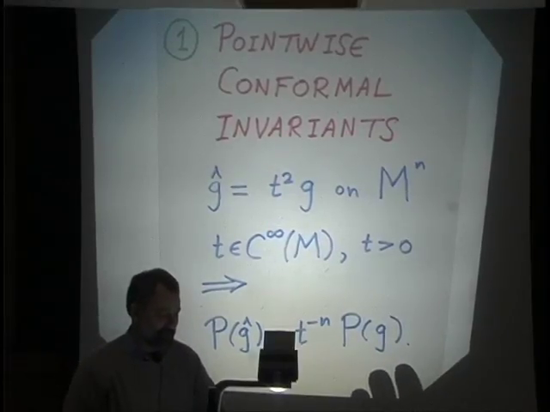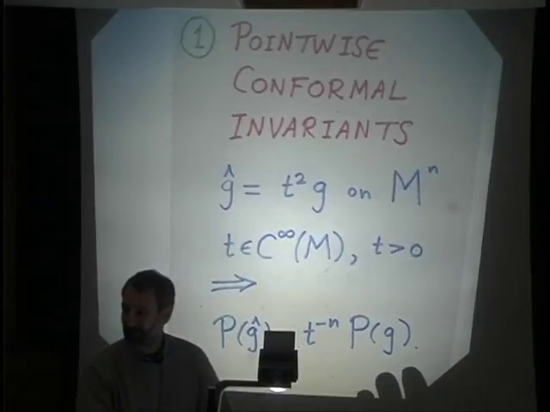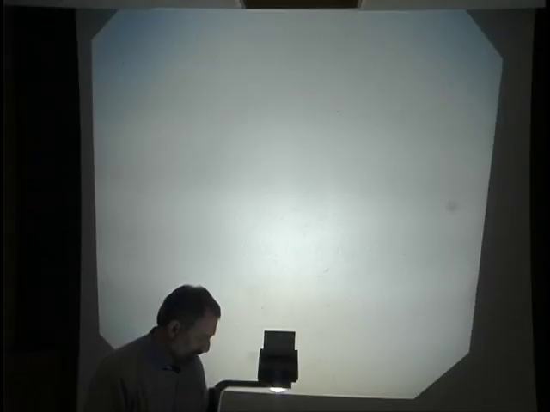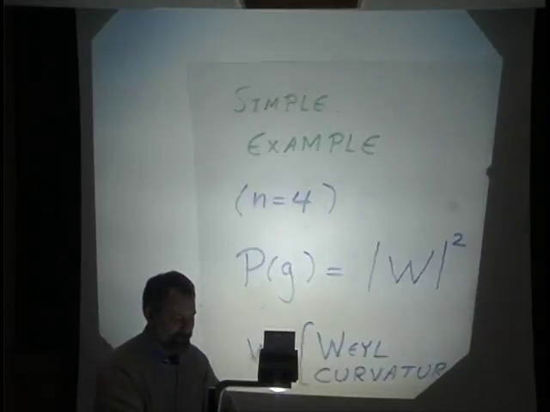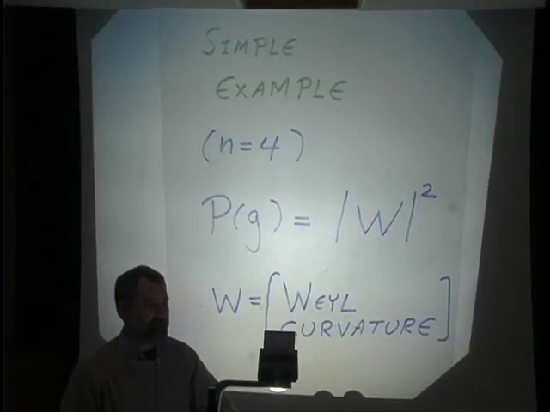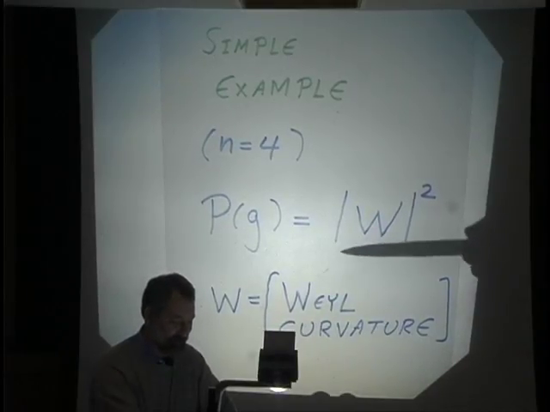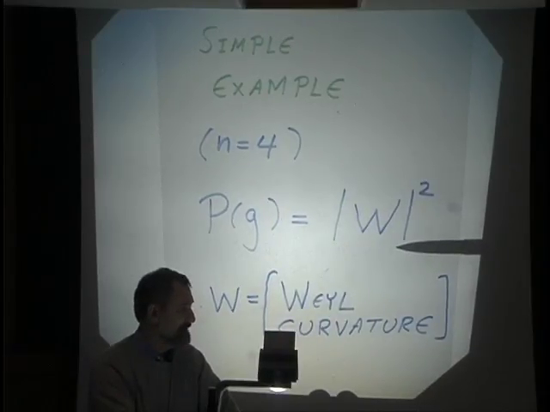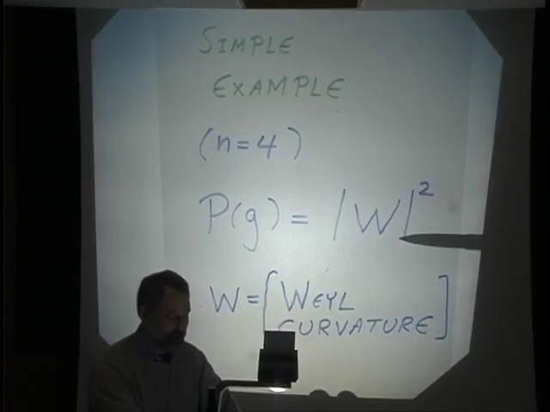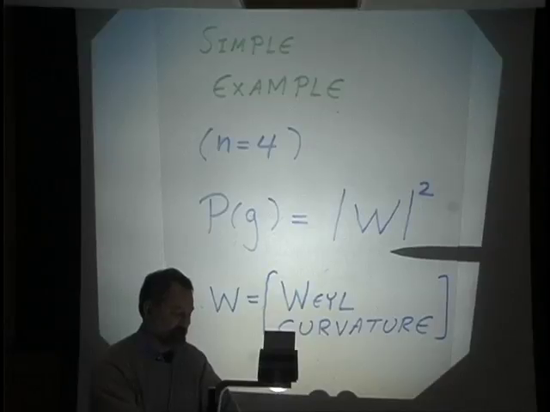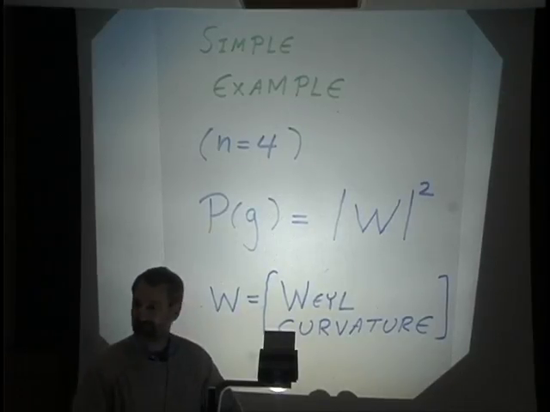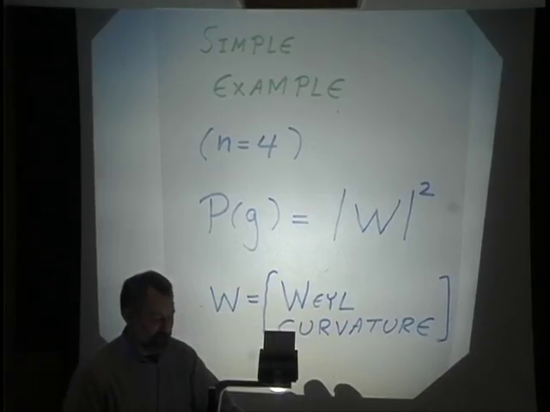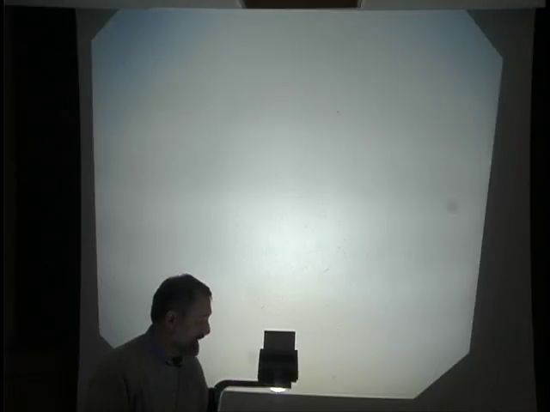Now, I call that an example, but of course I haven't written down any particular polynomials that do that. So let me just write down an example of the example. It depends on the dimension, but for example, in dimension 4, as we've seen in Sophie's talk yesterday, the norm squared of the Weyl curvature has the correct scaling, the correct dimension, so that its integral is a scalar. And this is a pointwise conformal invariant, as everybody knows who has thought a little bit about conformal geometry.